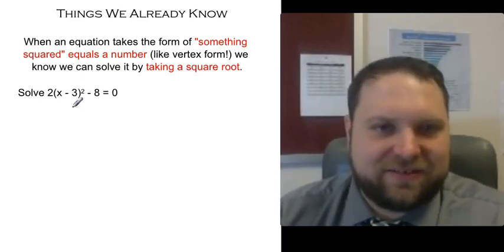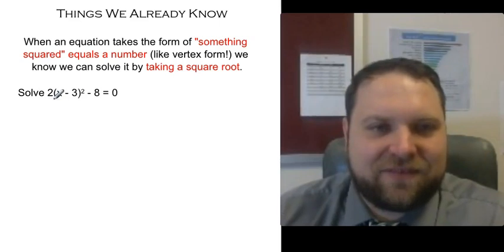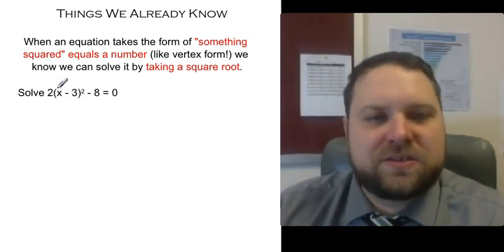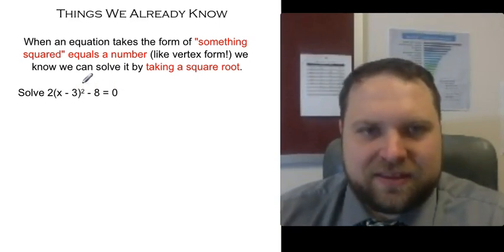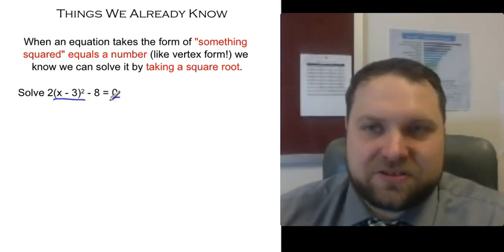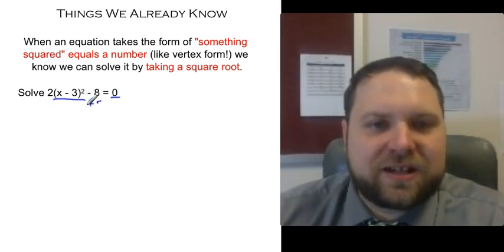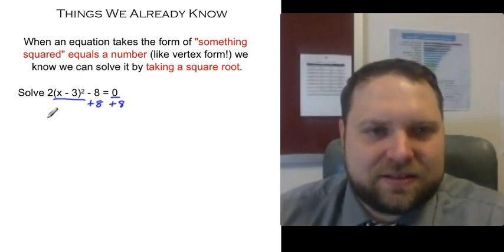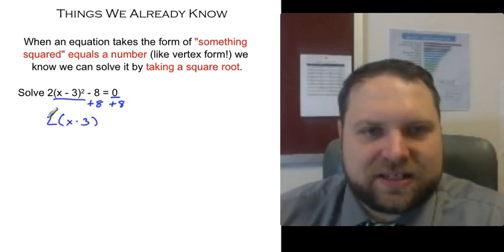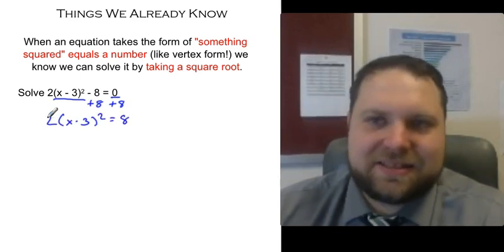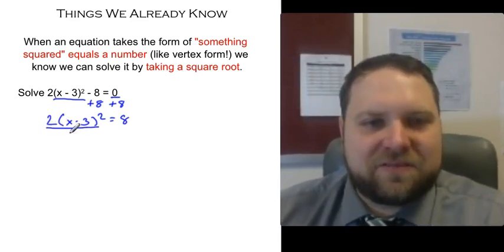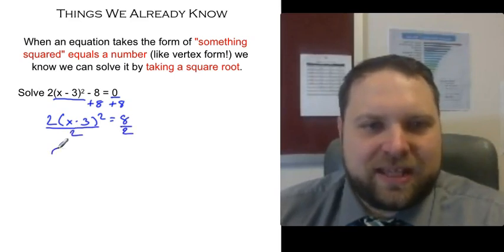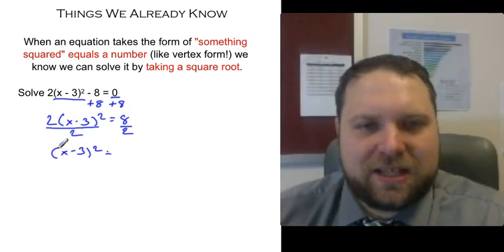Just to satisfy you that this is actually the case, look at this particular problem: 2 times quantity x minus 3 squared minus 8 equals 0. This has the general form of something squared equals a number, so I can solve it using a square root. To start out, I would add 8 to both sides, leaving me with 2 times x minus 3 squared equals 8. This is, again, just solving out of vertex form. Nothing you haven't seen before. Then I'm going to divide by 2 to get rid of that coefficient, and I get x minus 3 squared equals 4.